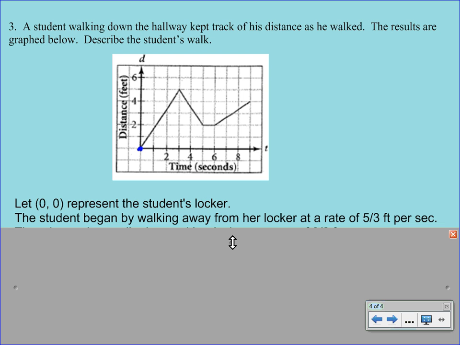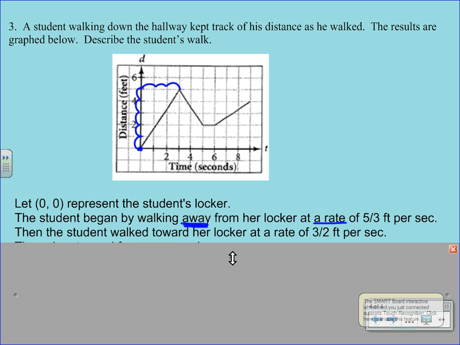So the next thing I'm going to say is that the student began by walking away from her locker at a rate of 5/3 feet per second. Now you may wonder how I got that. I simply counted the slope and did the rise over the run. And in this case, each box did represent 1 unit. So when you're talking about this path, you want to not only say they walked away, but you also want to talk about the speed. So they walked away at a speed of 5/3 feet per second.